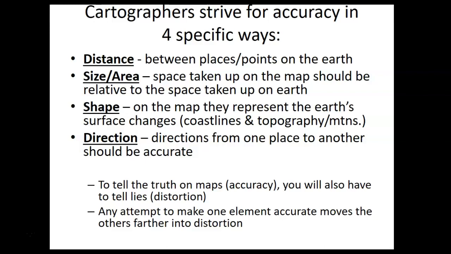So in your notes, you would type out that distance is how far it is between 2 points on the Earth. Size and area is the space that it takes up on the Earth. Shape is the actual blobby shape of the country and its coastlines and its topography. And then direction is which direction is north or south, how it is laid out on the Earth.